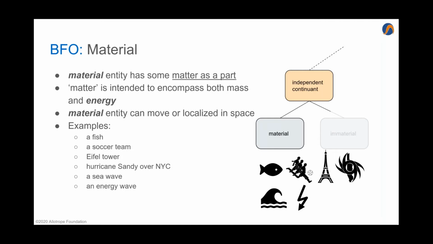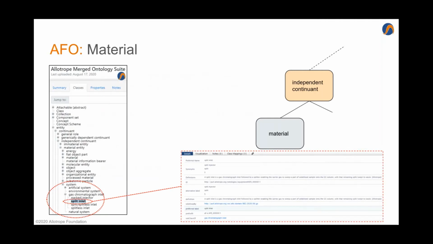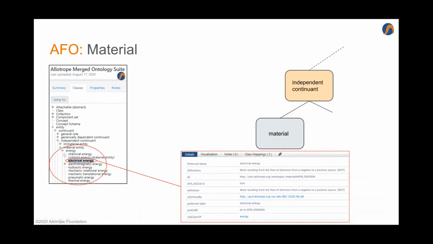the energy wave. And if we look at the AFO, we can see it, for example, split inlet, which is a subtype of a gas chromatograph inlet, which is a subtype of an artificial system, a system which is a subtype of material entity. And as for the energy, we can see material entity, energy, electrical energy.